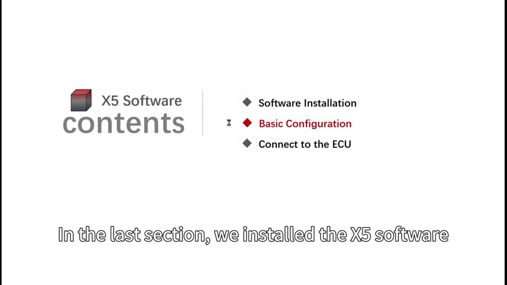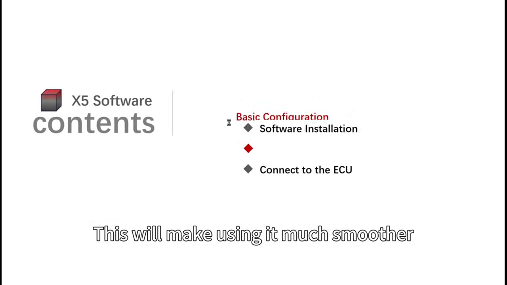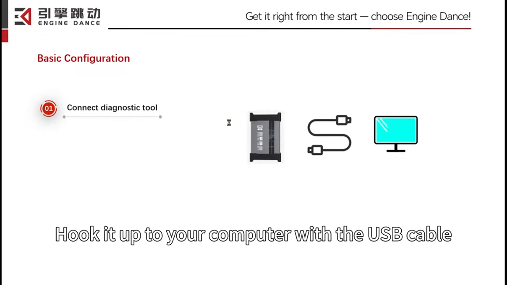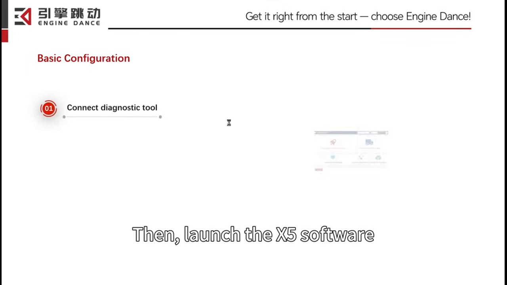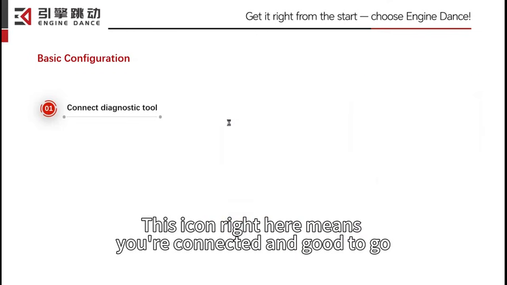In the last section, we installed the X5 software. Now, we're going to walk through the basic configuration. This will make using it much smoother. Step 1 is connecting your diagnostic tool. Hook it up to your computer with the USB cable. Then, launch the X5 software. This icon right here means you're connected and good to go.